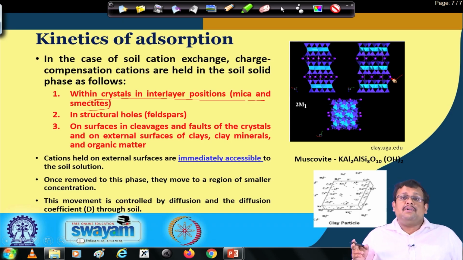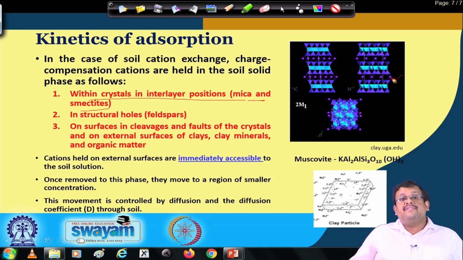Now, the second one is structural holes of feldspar. You know that feldspars are the most abundant primary minerals, and their structure, which I will show you in the next slide, contains some holes. In these holes, cations can reside.